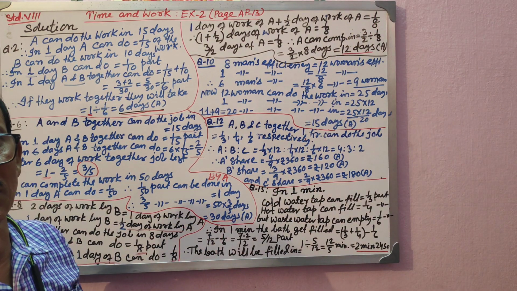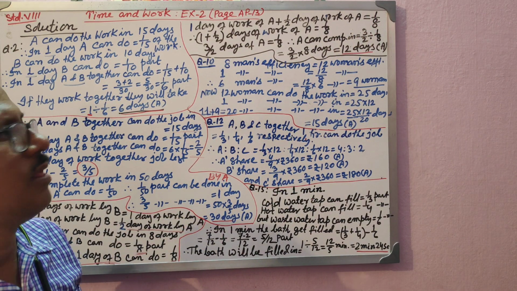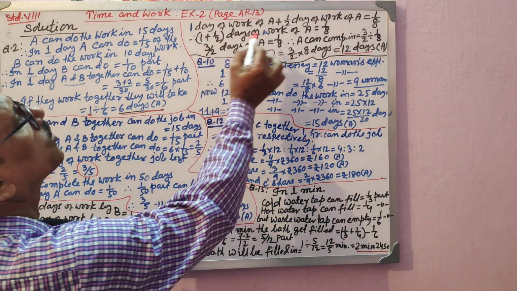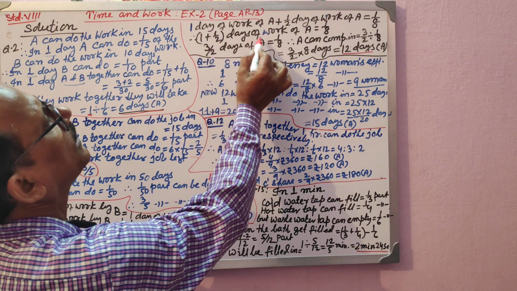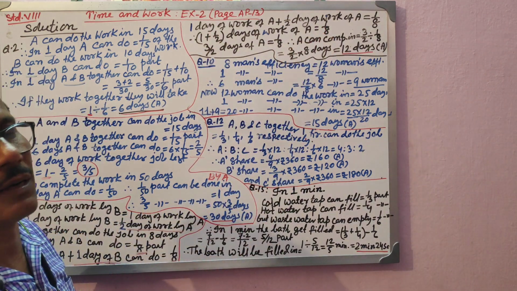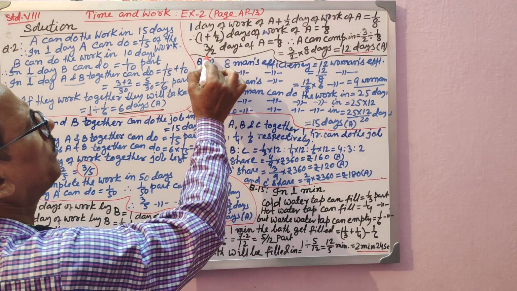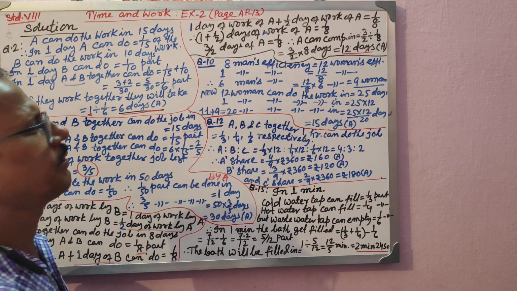Is it difficult? No, not at all. You have made it simplified. So 1 day plus half day of work of A will be 1 by 8 part. If you solve it, it will be 3 by 2. 1 plus 1 by 2 is 3 by 2.